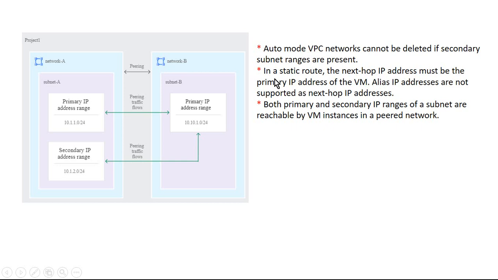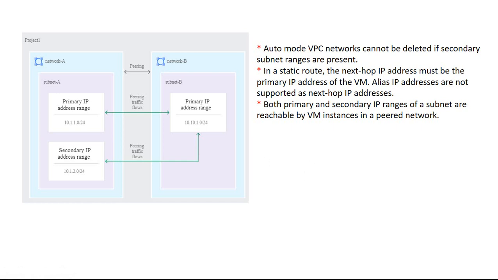The primary address of the VM is supported as a next hop, but alias IP addresses are not supported as a next hop address. Both primary and secondary IP ranges of the subnet are reachable by the VM instance in the peered network. So both primary and secondary IP ranges of the subnet are reachable by the VM instance in the peered network. And in VPC we have two types of network: a peered network and a shared network.